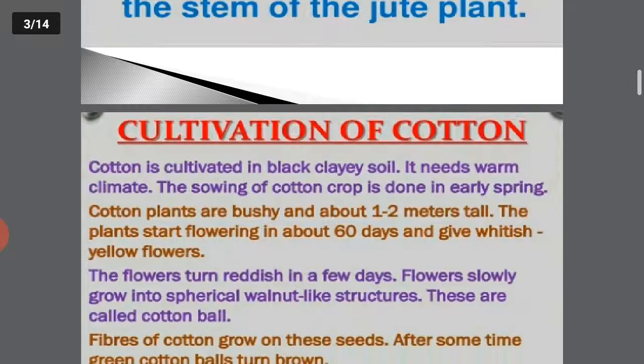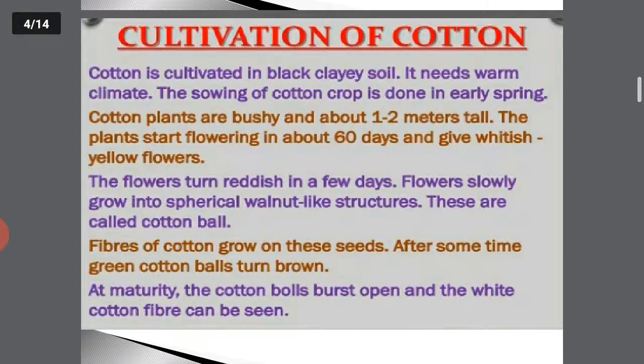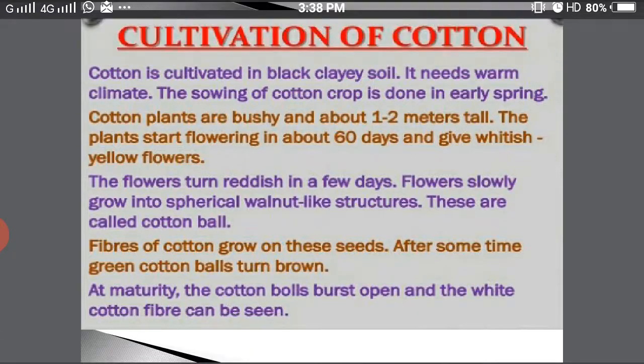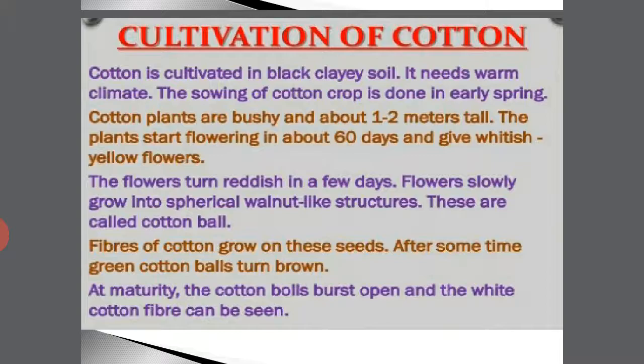First we will study cotton and how its cultivation is done. Cotton is cultivated in black clayey soil. It needs a warm climate. The sowing of the cotton crop is done in early spring. The soil must be clayey, and the climate needed is hot and humid.